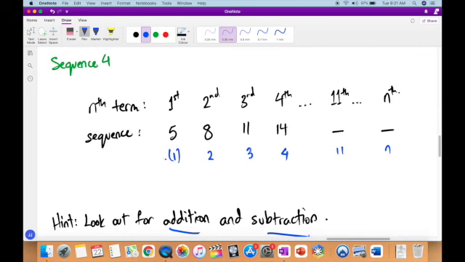Well, I could multiply by 5. 5 1s are 5. And if I do the same thing here, 5 2s are 10. That doesn't work. 5 3s are 15. So I guess multiplying by 5 is not going to work.